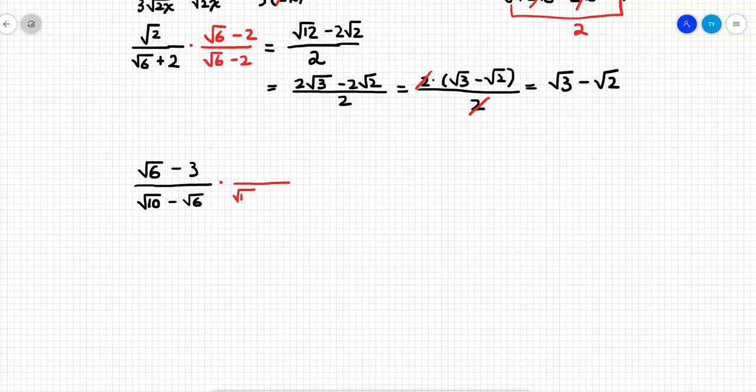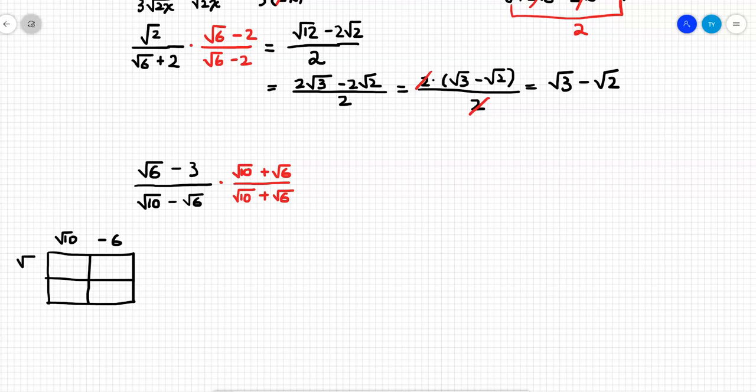So you get square root of 10 plus square root of 6, and the same thing up here, square root of 10 plus square root of 6. Now you're going to have to use a table here. So let's just do the table for the bottom one. I'm going to draw the table here. I have square root of 10, minus 6, square root of 10, positive 6.